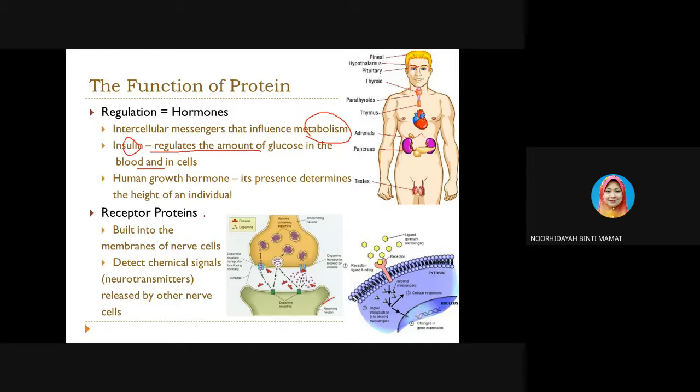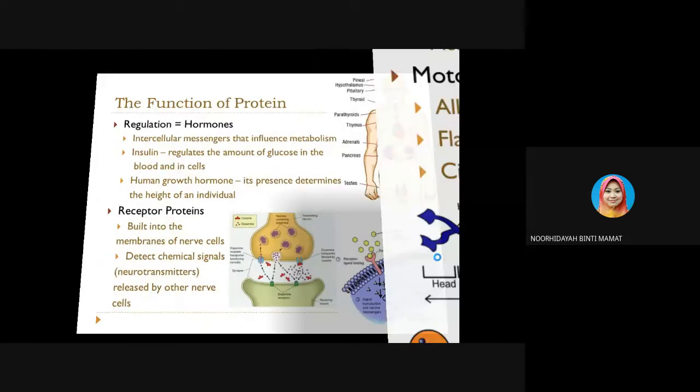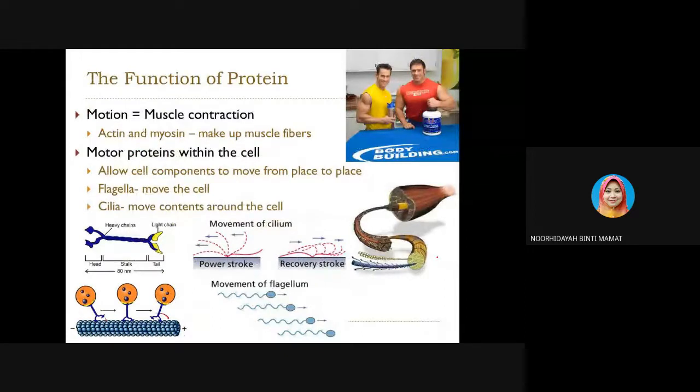Okay, so this is one of the functions of protein, which is that they can be the receptor protein. Another example of the protein being a receptor is between the membranes. The other important function of protein is for motion, which is for muscle contractions. So we have actin and myosin. You will also learn about this in second year if you take the structure and functions subject. This actin and myosin makes up muscle fibers.